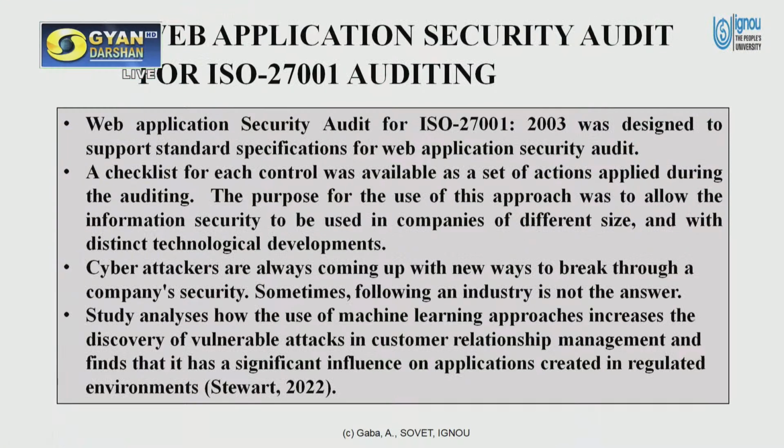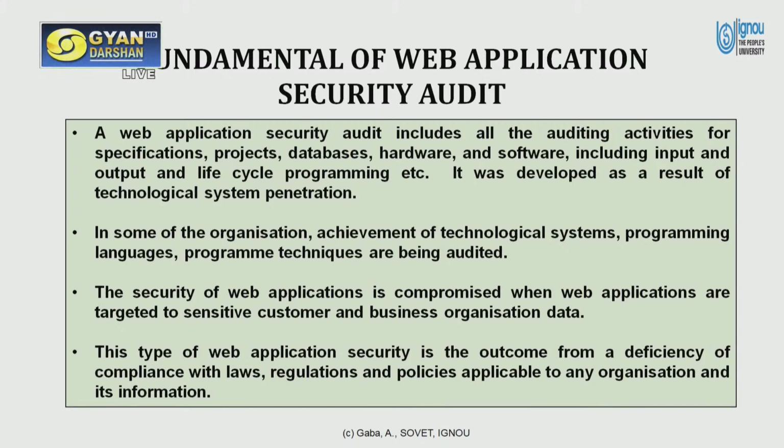For instance, we have given some research evidence. The study analyzed how the use of machine learning approaches increases the discovery of vulnerability attacks in customer relationship management, and finds that it has a significant influence on application creation and regulated environments. This research was done in 2022. So after 2023, we find that the fundamentals of application security audits are adopting similar procedures which the unit highlighted, but nevertheless we come out with this graph of the OWASP top web application security risks.